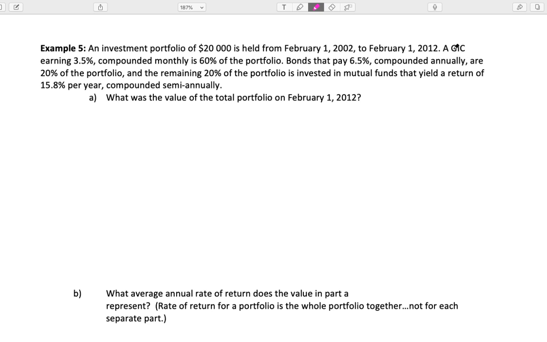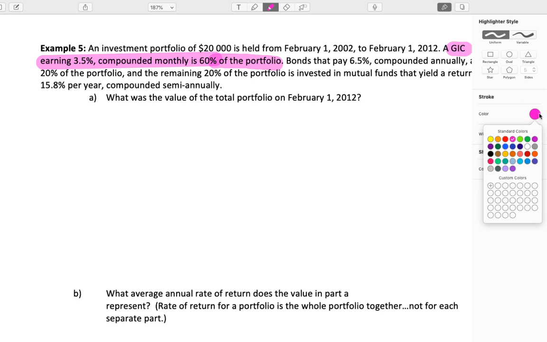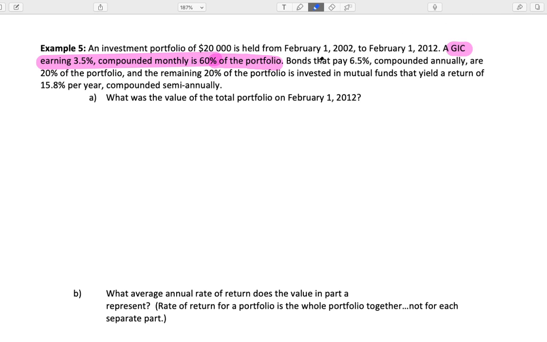So I'm going to start with a GIC earning 3.5% compounded monthly, which is 60% of the portfolio. Okay, well that's different. I've never seen that before, so that looks like it's new. Bonds that pay 6.25%, bonds that pay 6.5% compounded annually are 20% of the portfolio.